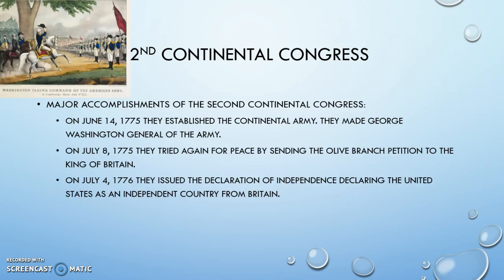So here are some plans that they came up with, or some accomplishments of the Second Continental Congress. They first had to establish an army. We're going to fight. We got to have some people to fight. They made George Washington general of the army. On July 8th, 1775, they tried again for peace by sending the Olive Branch Petition to the King of Britain, to King George III. Yo, King George III, stop all this madness.